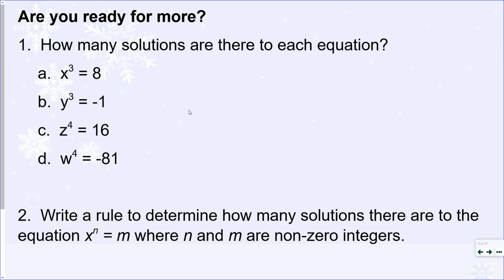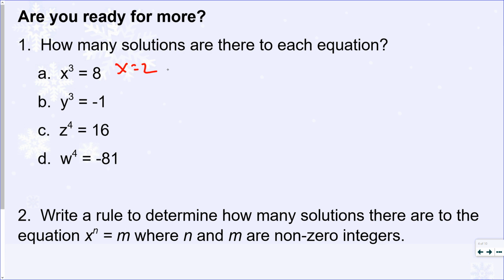So what about cubing? Now we've done a lot of work with squaring, right? Squares, square roots. We haven't talked a lot about cubes and cube roots until this unit here. So let's think about this. Okay, x to the third equals 8. What number to the third power gives us 8? X equals 2, right? We know 2 is the obvious solution. Now, negative 2 should also be a solution, right?